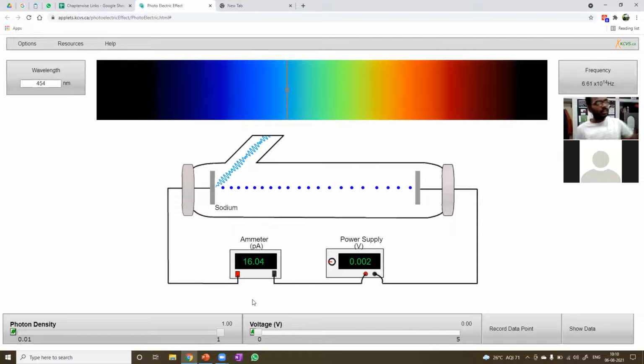You see, photocurrent is the same, 16 only, around 16 only. That means photocurrent does not depend on frequency, it depends on intensity. What depends on frequency? Whether the electrons are coming out or not. Got it?